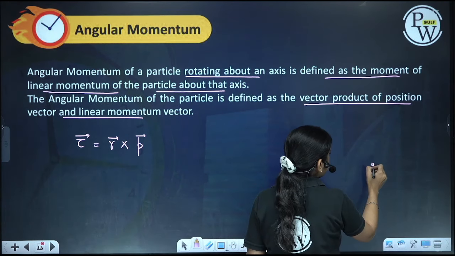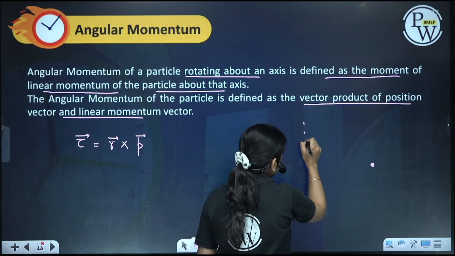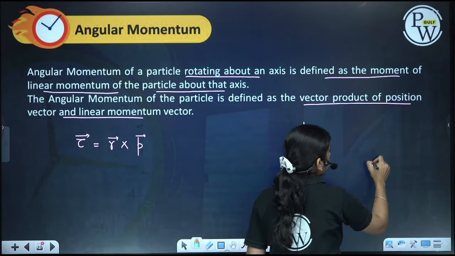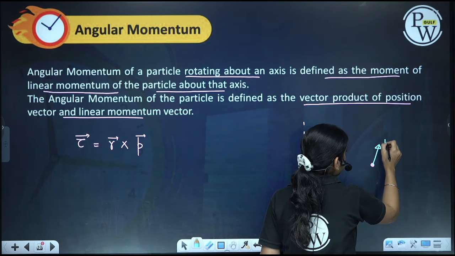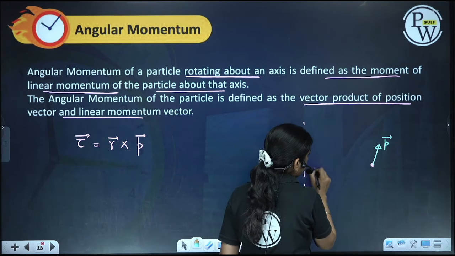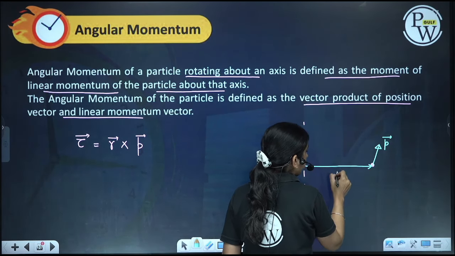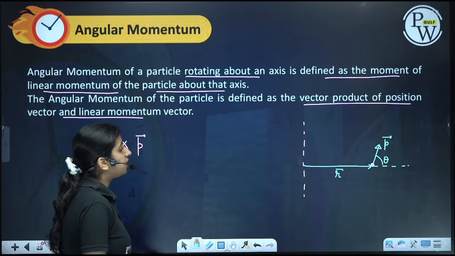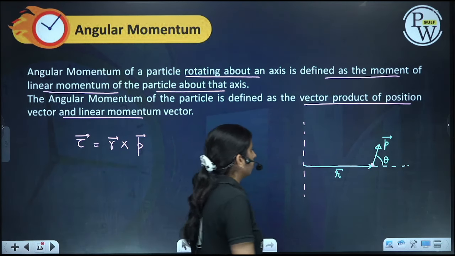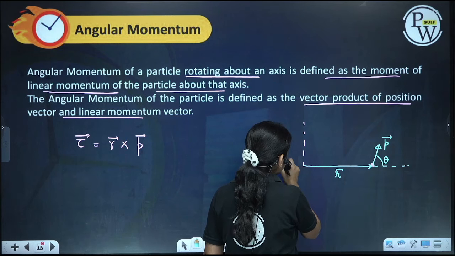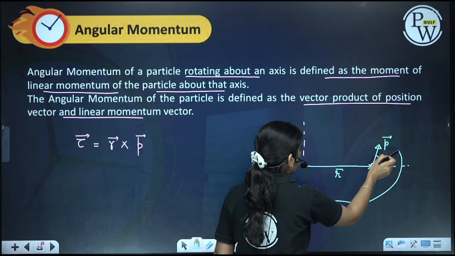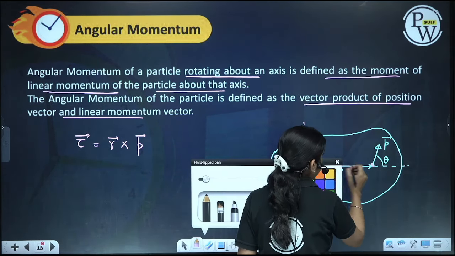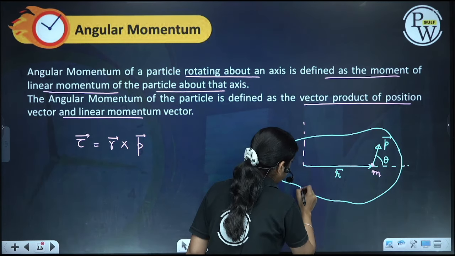So let us say a particle is rotating about this axis of rotation. Then the particle has linear momentum P in this direction. It has velocity. Now draw the position vector from the axis of rotation. This angle will be theta. Now let us say that it is rotating in a plane. We have a particle of mass m rotating in a plane about this axis.